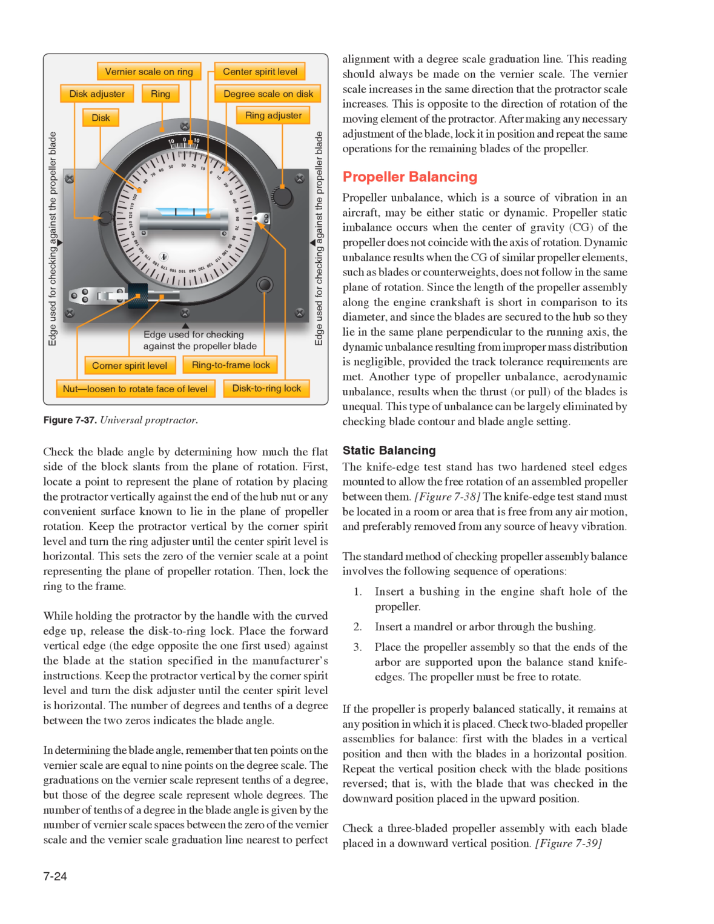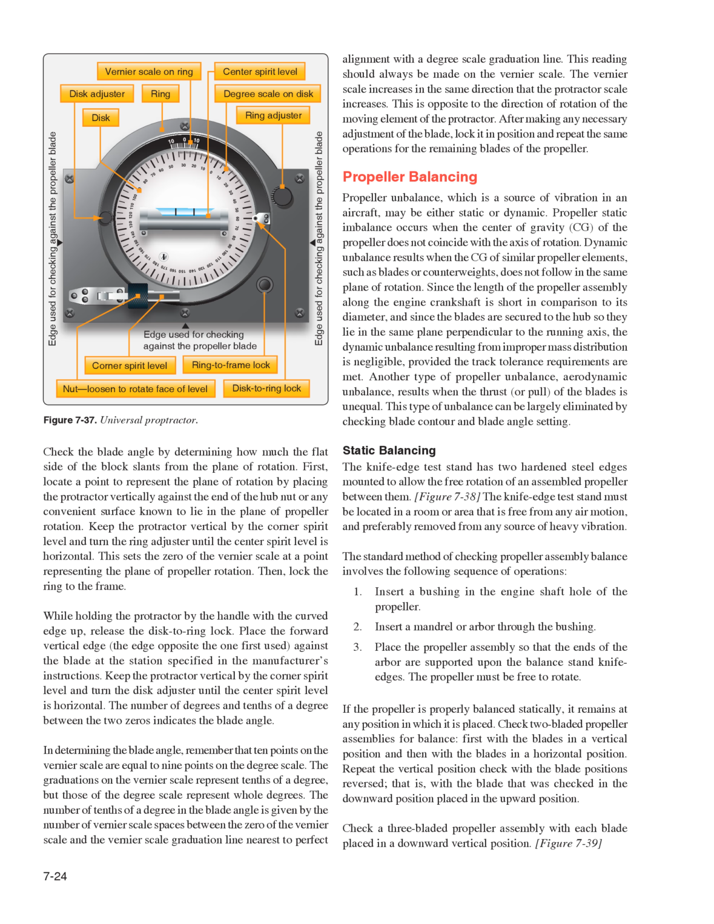The vernier scale increases in the same direction that the protractor scale increases. This is opposite to the direction of rotation of the moving element of the protractor. After making any necessary adjustment of the blade, lock it in position and repeat the same operations for the remaining blades of the propeller.